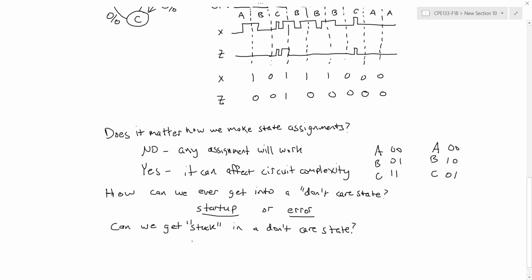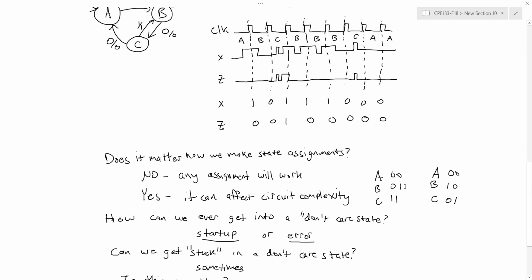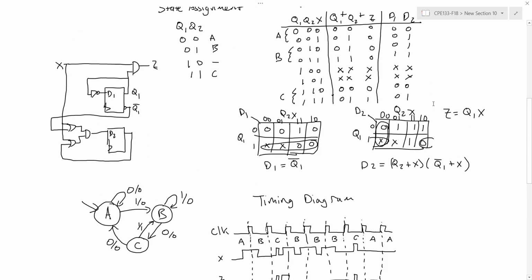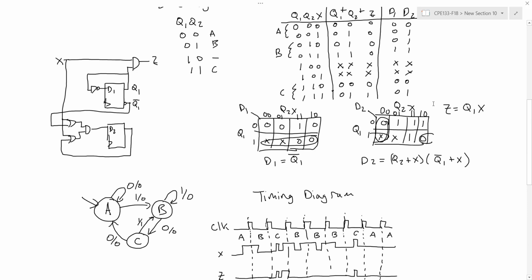So can we get stuck in a don't care state? Well, sometimes. And is this a problem? Well, maybe. Depends on the application. So as an example, let's look at the don't care state for our sequence recognizer. So the unused state is 1, 0, and I'm going to call this D.